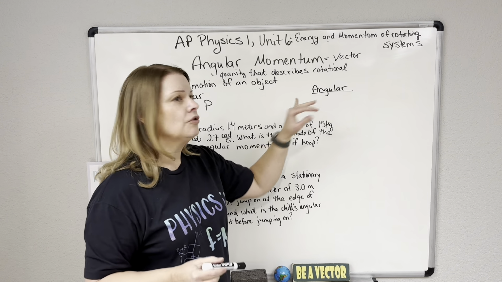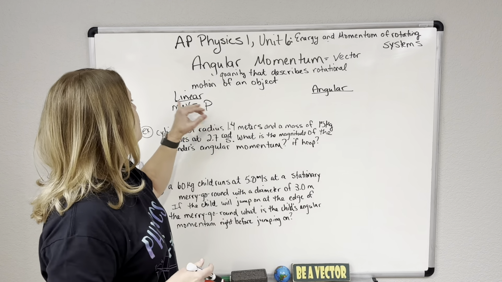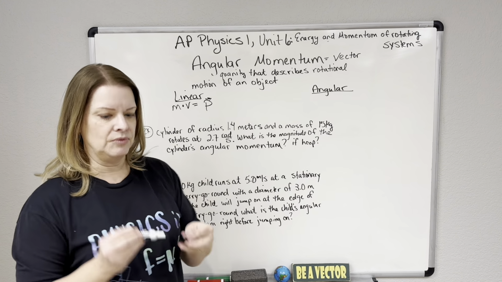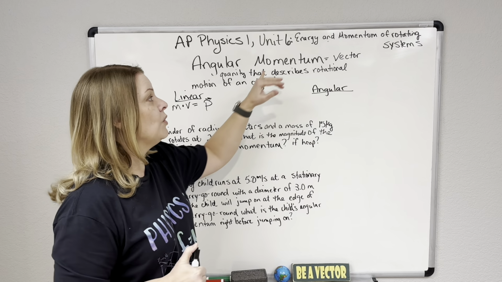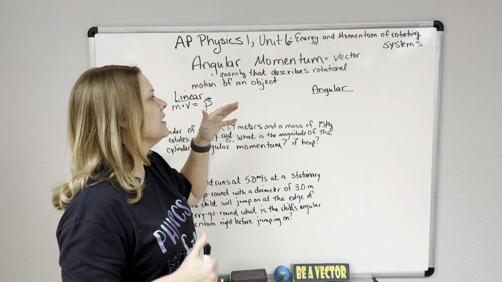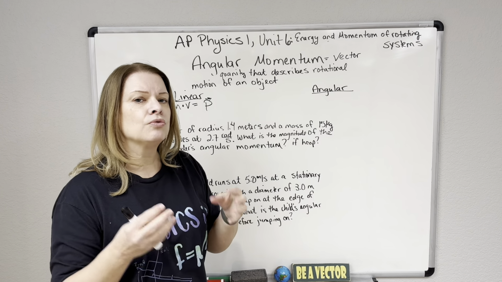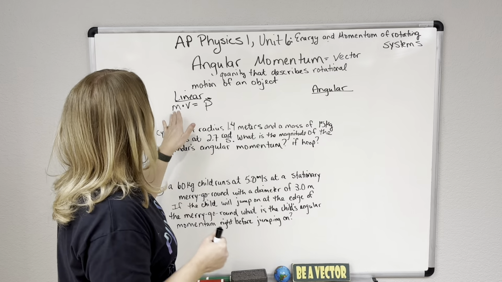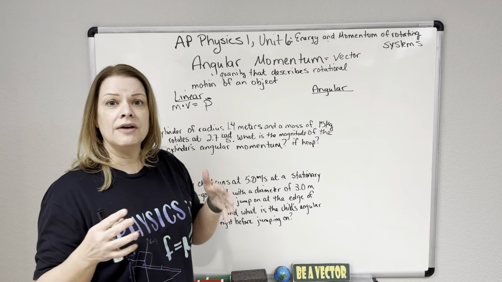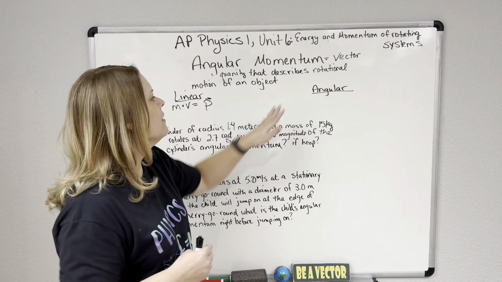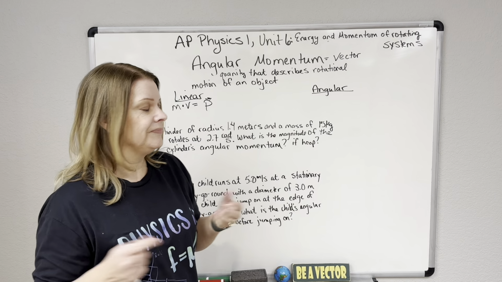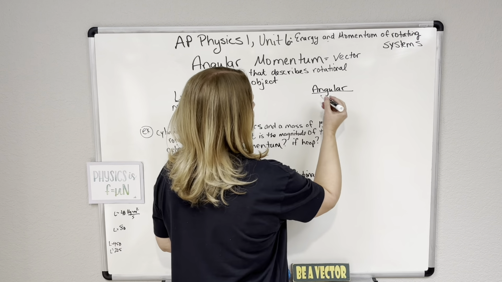Well, with angular, what is angular? Remember we talked about momentum being a vector, so let's not get sloppy with my arrows here. Angular momentum is a vector as well. It's the same thing: a quantity that describes the rotational motion of an object. Momentum was a vector quantity that described the motion of an object moving in a line, linear. Now we're talking about a quantity that describes rotational motion.